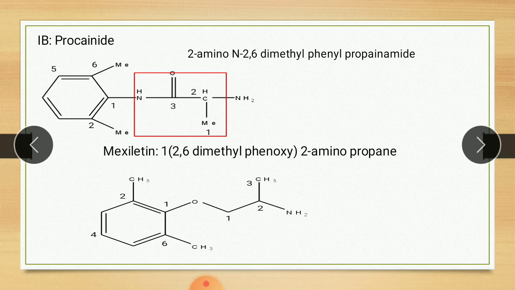This drug is an ether and not subjected to hydrolysis. It blocks the fast sodium channel in cardiac cells. It acts on Purkinje fibers, increases the threshold excitability of myocardial cells, decreases the amplitude of the myocardial action potential, and decreases the automaticity.